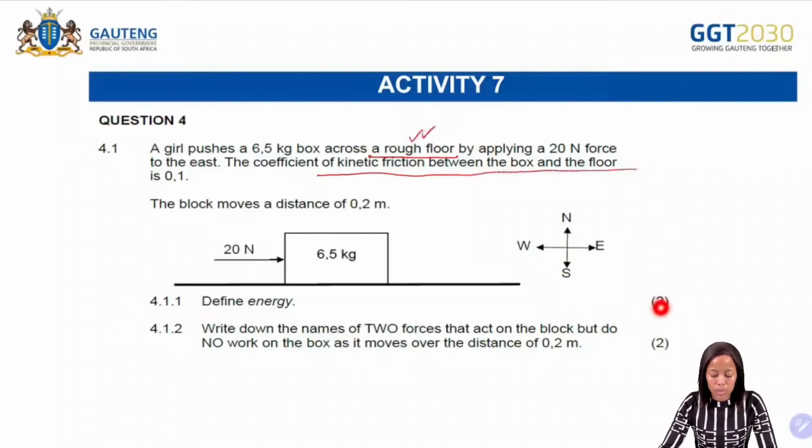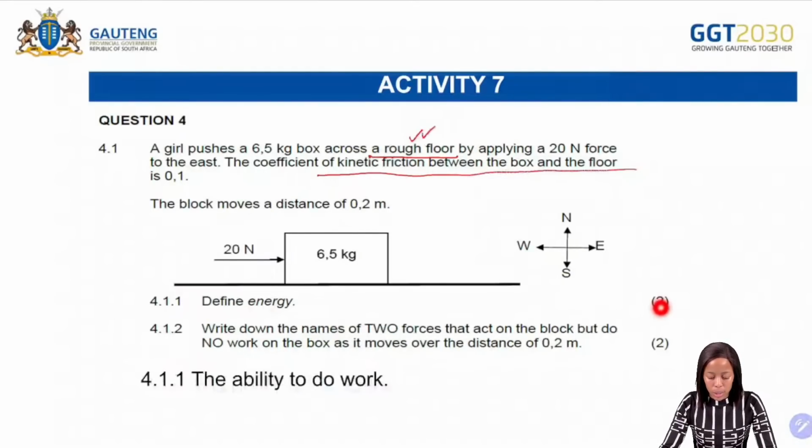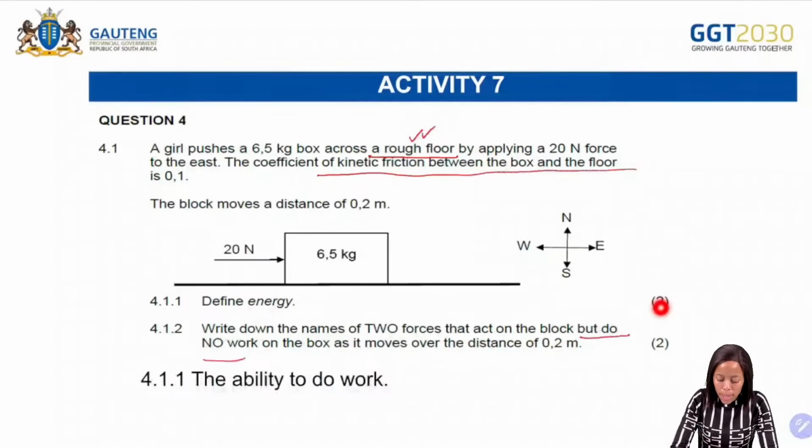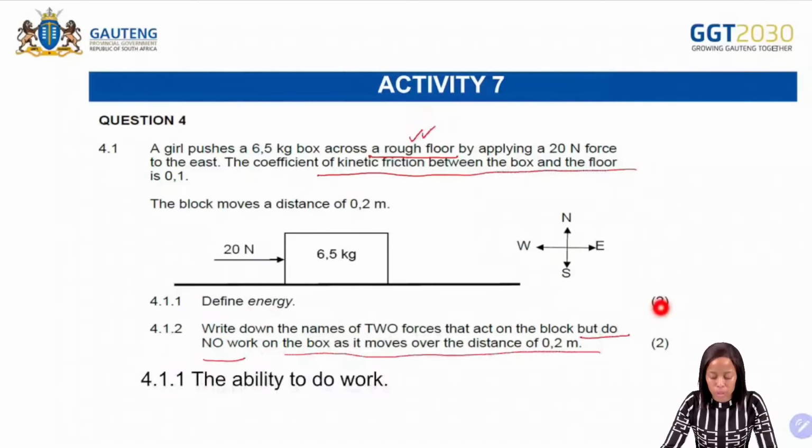So the block moves a distance of 0.2 meters. 4.1.1: define energy. What is energy? The ability to do work. So remember the definition, it will be 2 marks or nothing. 4.1.2: write down the names of the two forces that act on the block but do no work on the box as it moves over a distance of 0.2 meters. So remember we spoke about that.